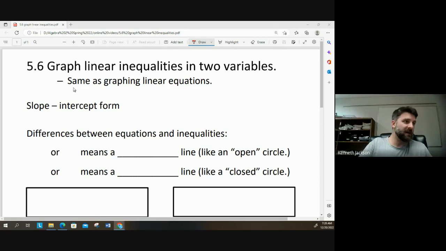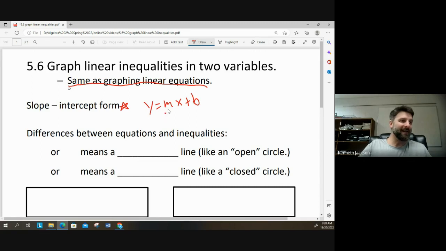And the good news is it's the same as graphing linear equations. And when I say same as graphing linear equations, of course, I'm talking about slope-intercept form. We need to remember slope-intercept form being y equals mx plus b, where m is the number in front of x, and that is our slope of the line, and b is the y-intercept of the equation. This is something that was discussed in Algebra 1. Hopefully, we've retained this knowledge.